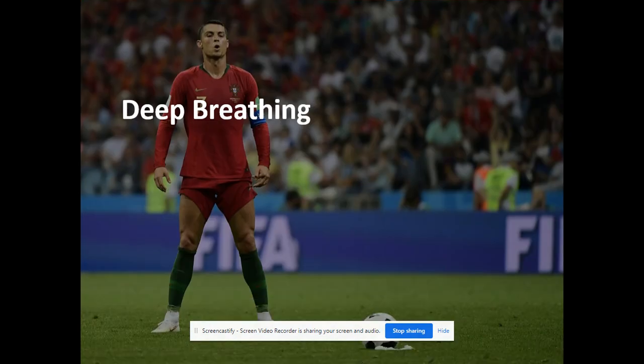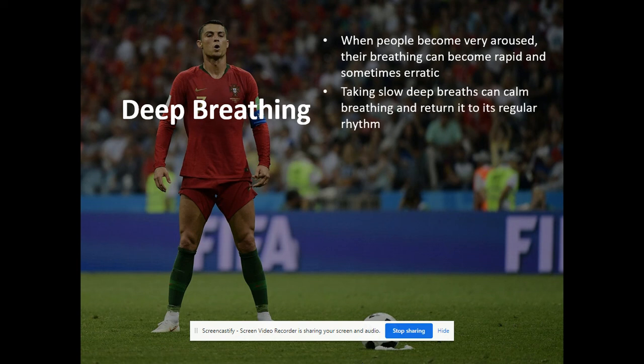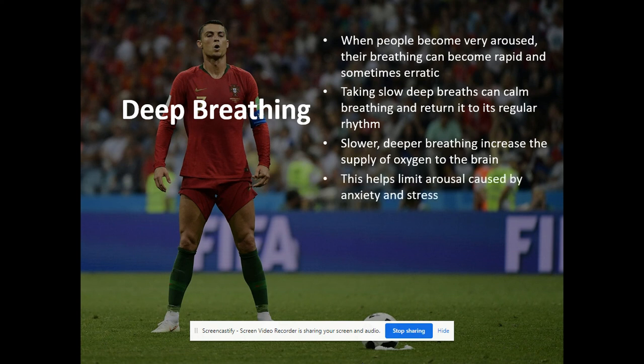So we're going to go through each of these now. So deep breathing being our first one. When people become very over aroused, their breathing can become quite rapid and sometimes erratic. Taking slow, deep breaths can calm breathing and return it to its regular rhythm. Slower, deeper breathing increases the supply of oxygen to the brain. This helps limit arousal caused by anxiety and stress. So the key term for you there is deep breathing, taking slow, deep breaths whilst relaxed.